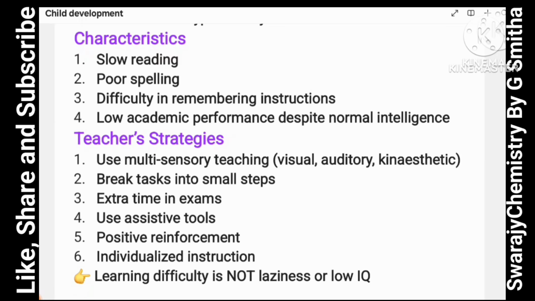The next is teacher strategies. Teachers should use multi-sensory teaching like visual, auditory, kinesthetic. Teachers should break a task into small steps, give extra time in exams, use assistive tools, create positive reinforcement, give individualized instructions. Please remember, learning difficulty is not laziness or low IQ.